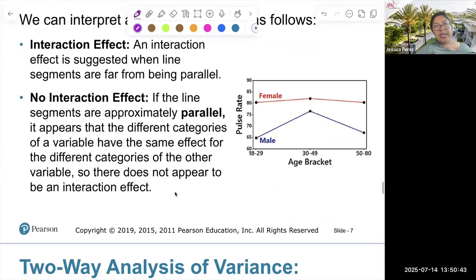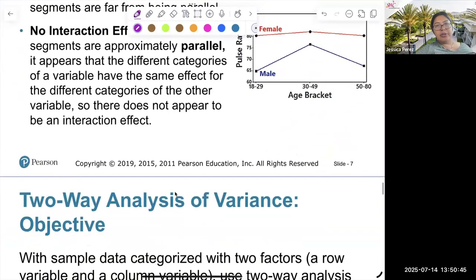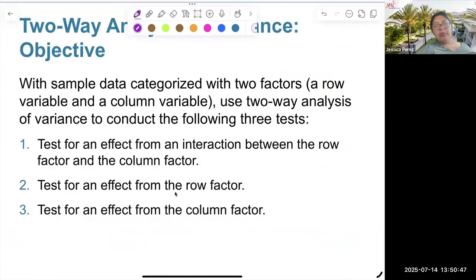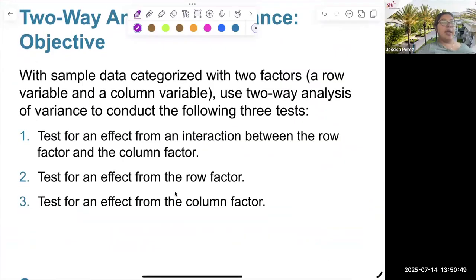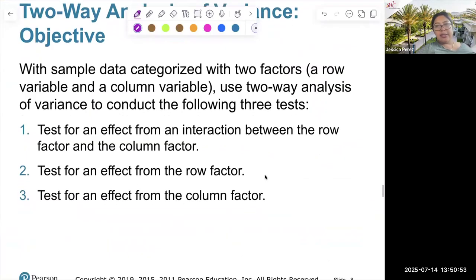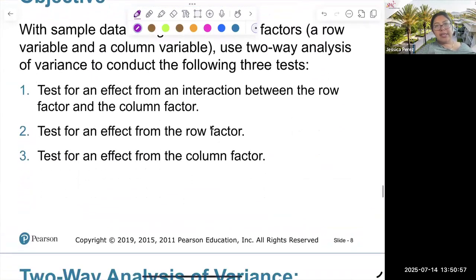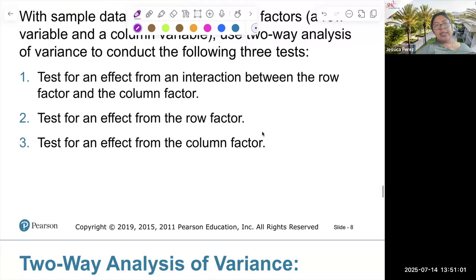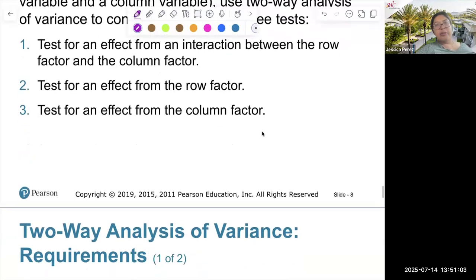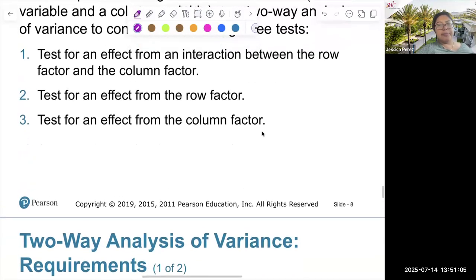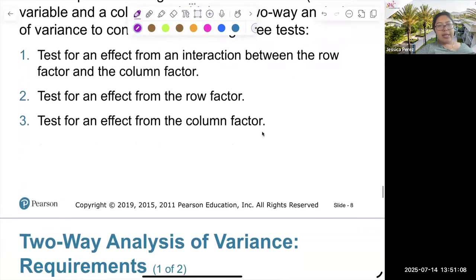So with sample data categorized with two factors, a row variable and a column variable, we will use a two-way analysis of variance to conduct the following three tests. We are going to be testing for an effect of interaction between the rows and the columns. We're going to test for an effect of the row factor and an effect of the column factor. So there are three different tests.